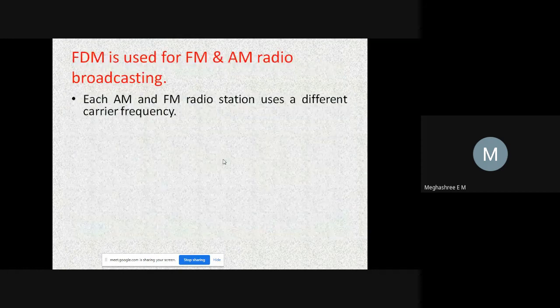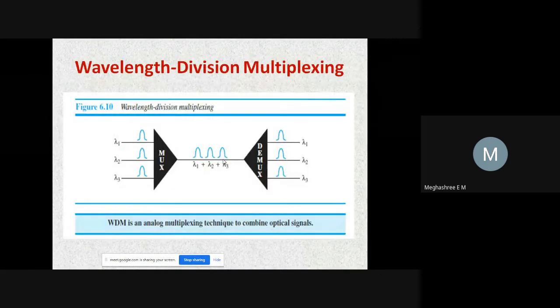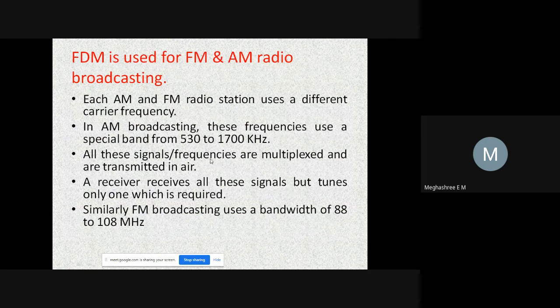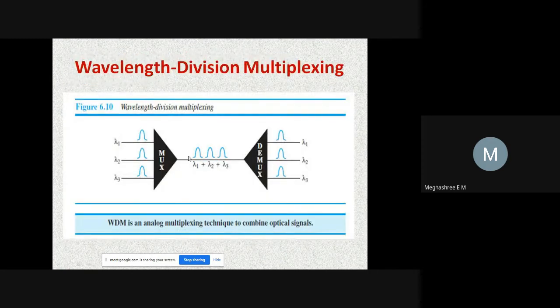I'll just summarize what we discussed here. Wavelength division multiplexing is particularly used for analog signals, combining optical signals. Multiplexing and demultiplexing is followed at the sender and receiver sides. Different narrow band frequencies from different connections are combined and form a single wider frequency line as output, which is transmitted over the fiber optic cable.